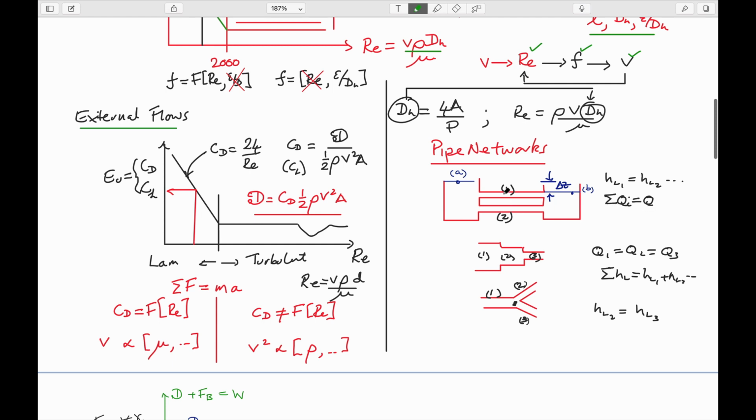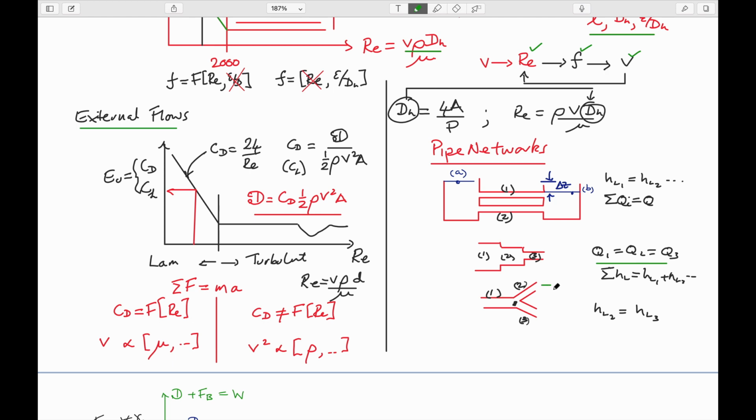is just the sum of the flow rates of the individual flows, and the head losses have to be the same across both pipes because they're both ending up in the same big tank. For series flow, as you go from 1 to 2 to 3, the flow rates have to be the same because of continuity, and therefore the head losses on each of these individual components have to be cumulative to get the final total head loss across the system.